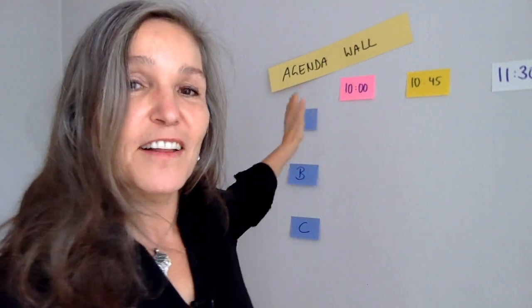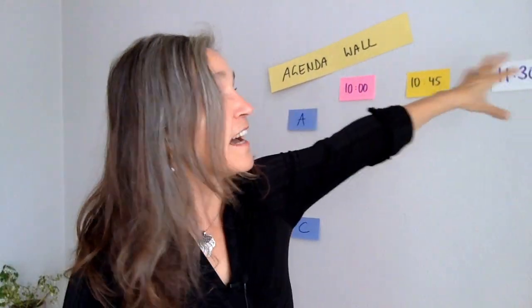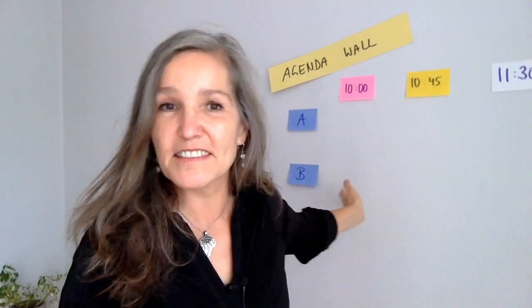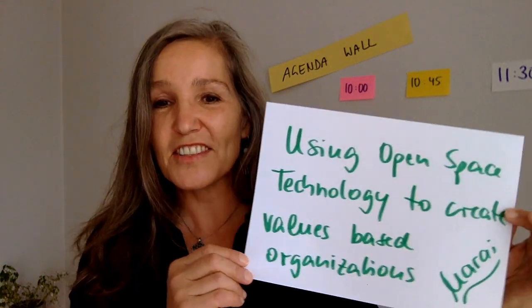Very practically, there's something behind me which we call the agenda wall. The agenda wall consists of times and rooms, and of course, in a virtual meeting, there are virtual rooms. Those who are conveners are invited to name a topic of interest. I have one topic of interest, and that is using open space technology to create values-based organizations.